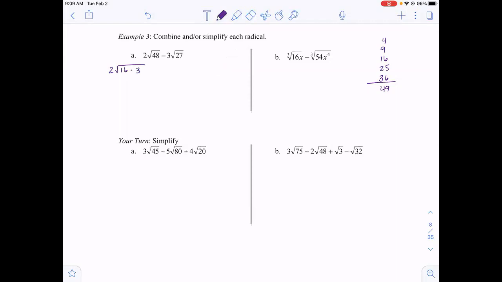All right. So that's the first one. Minus 3, 27. Well, 27 is actually going to be here. So I went from those numbers down. So 27, well, 9 right away. So I think 9 and 3. So 9 times 3.